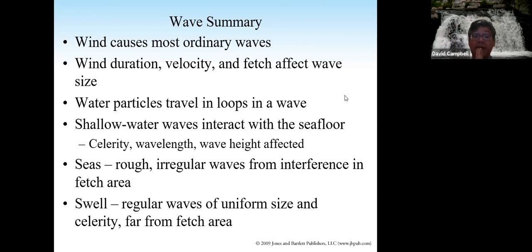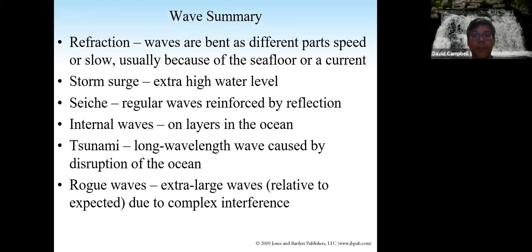We have the different patterns of seas, the irregular waves, where we are building the waves in or right near the fetch area, and the pattern of more regular waves of the swell as those waves spread out, and in doing so, sort themselves by speed and wavelength. Further features of waves: we have the potential bending of waves, refraction, the extra high water level in large storms of storm surge, the seiches that bounce back and reinforce pattern in the waves, internal waves, waves that rather than at the ocean surface are at the surface of another layer of water deeper down, tsunamis being a long wavelength wave caused by major disruption to the ocean, or other water body.